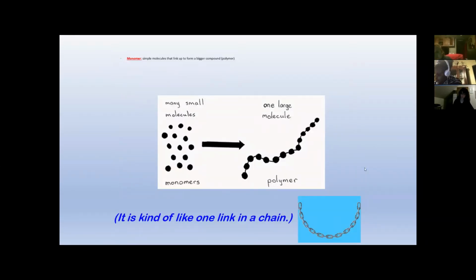We're going to start off by talking about monomers. Monomers are small pieces, and you take those monomers. Monomer means single or one. So you have small organic compounds, you put these into chains, and you get polymers. If you think about it, a single link in a chain is a monomer. The entire chain is a polymer.